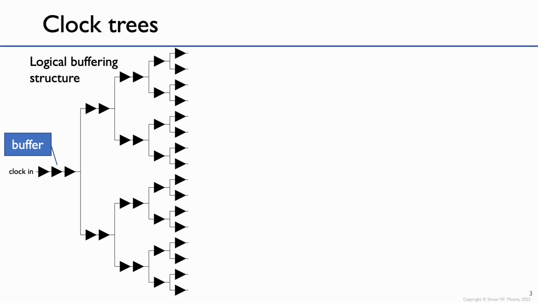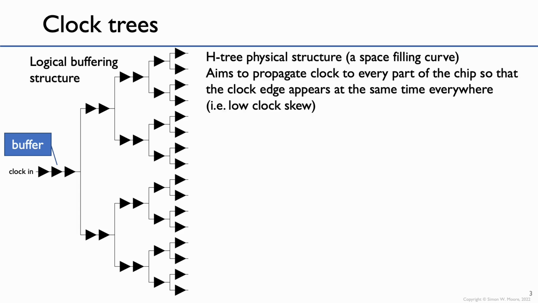We keep forking the clock off in order to distribute it all the way through to the leaf nodes in this tree. Of course, we've got a two-dimensional chip, so we actually use an H-tree structure, which is a space-filling curve, which aims to propagate the clock to every part of the chip so that the clock edge appears at the same time everywhere. Technically we say this has low clock skew.